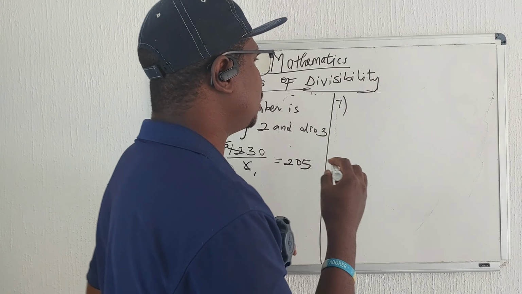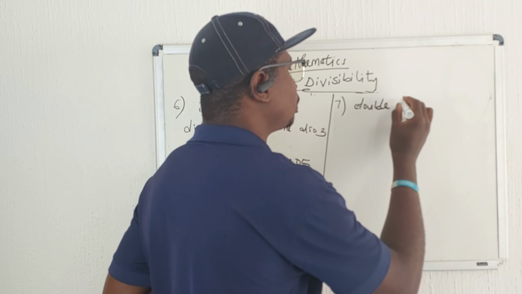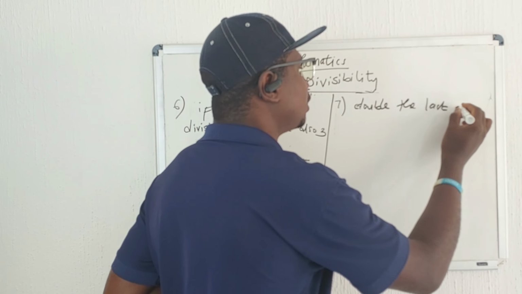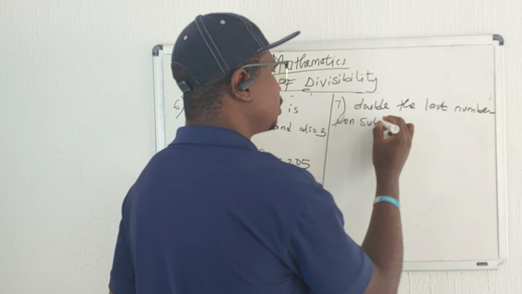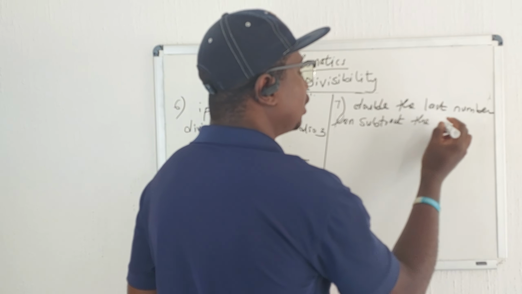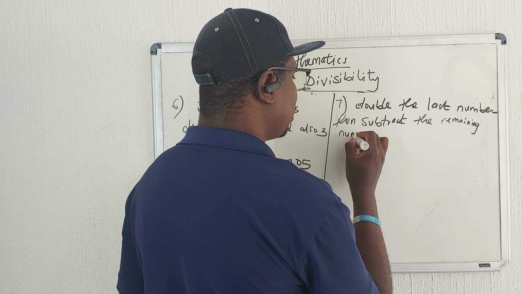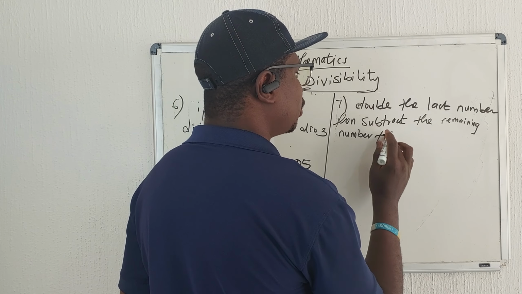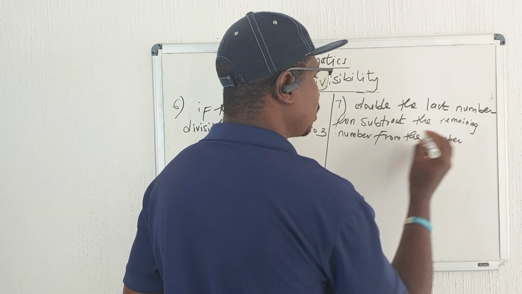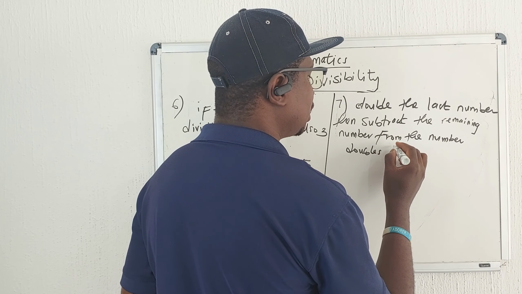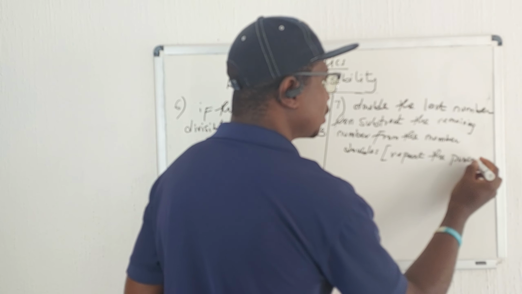Now to test for 7, what we do is double the last number, then subtract the remaining number from the number doubled. If possible, repeat the process.